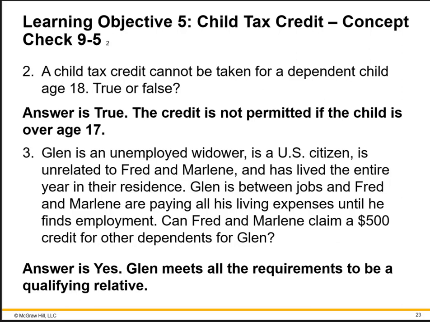Yes. If he's in their household the entire year, they do not have to be a relative. He actually falls into the definition of a qualified relative and therefore is a dependent. And that's all that needs to be in place for the $500 credit for other dependents. Clearly not a child, so the $2,000 doesn't come into play, but the $500 does.